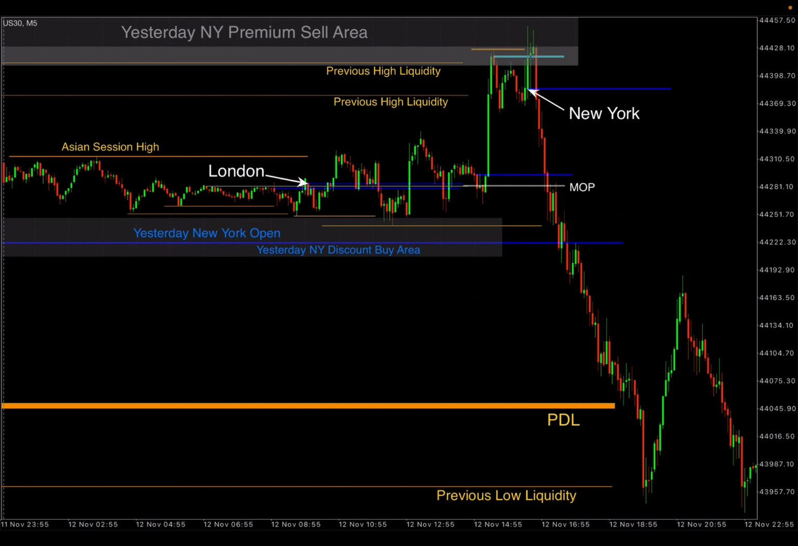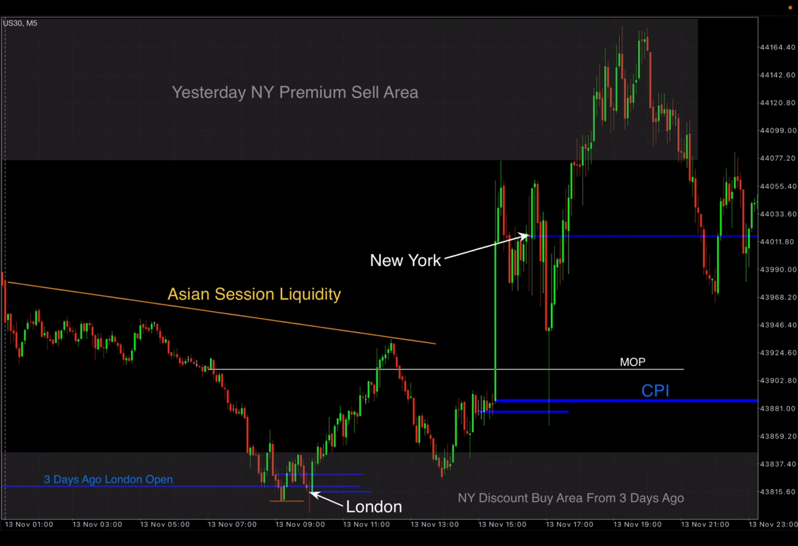Going into New York session, New York Open took place there at the top, pushed up, took liquidity, retest that premium sell area and continued to sell. That was a very easy day, very nice sell setup. So now we go on to the 13th of November.